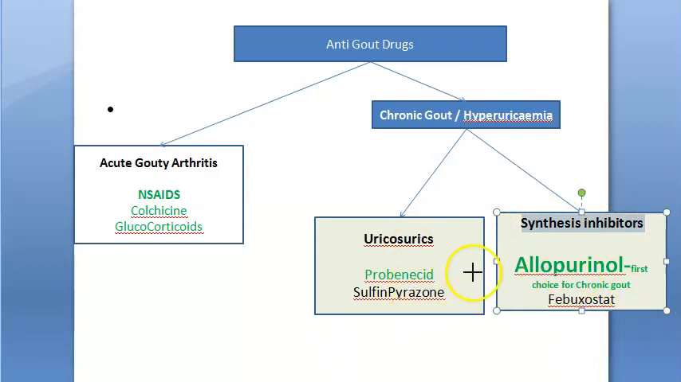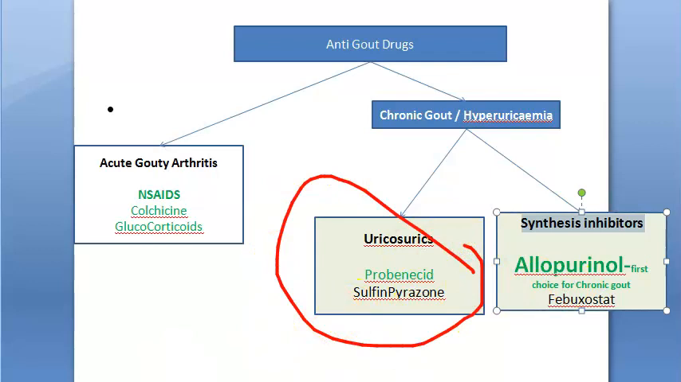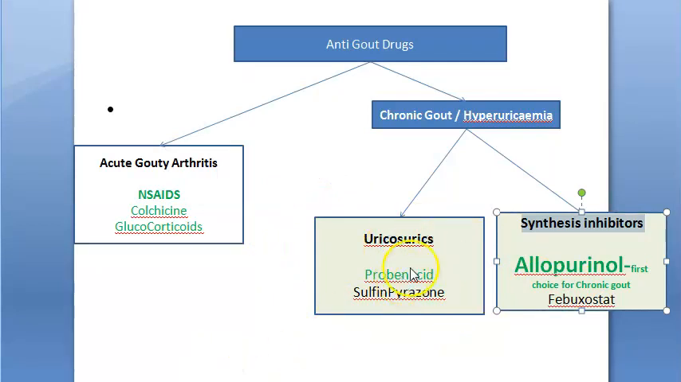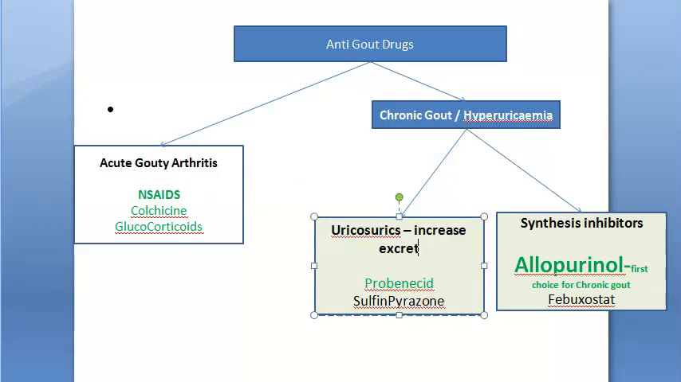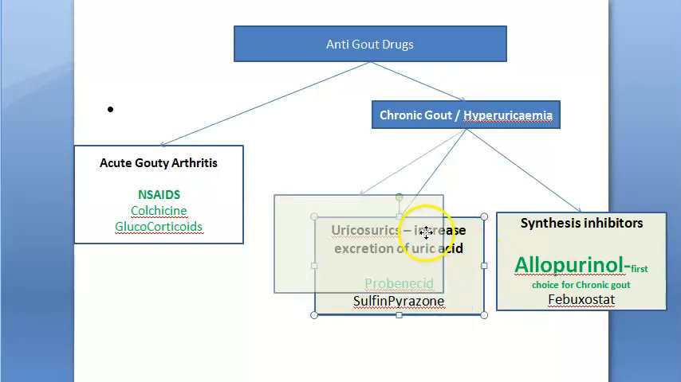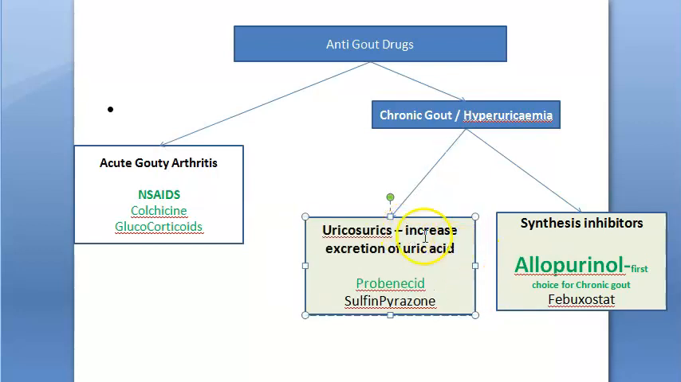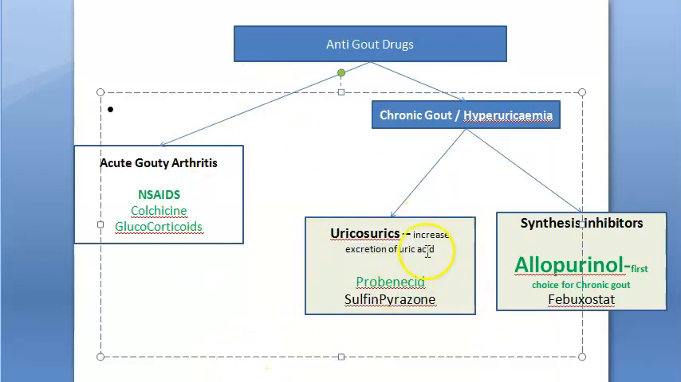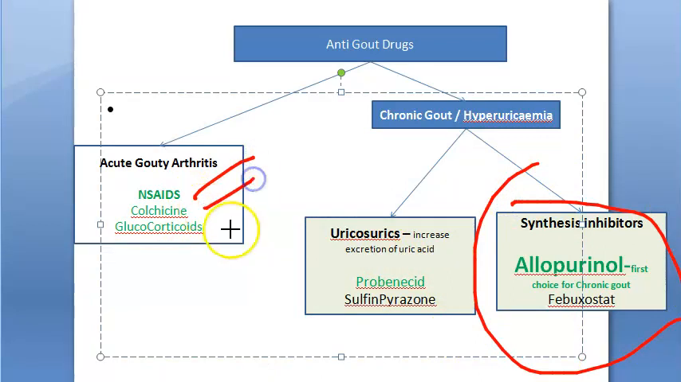Then you have probenecid, which is a uricosuric drug. Uricosuric means they increase the excretion of uric acid. I'm not sure if there is some hidden meaning in uricosuric, but it just says that it increases excretion of uric acid. Anyway, our focus in this video is allopurinol. In the previous videos, we have covered NSAIDs, colchicine, corticosteroids, probenecid, everything. Now we are moving on to allopurinol.